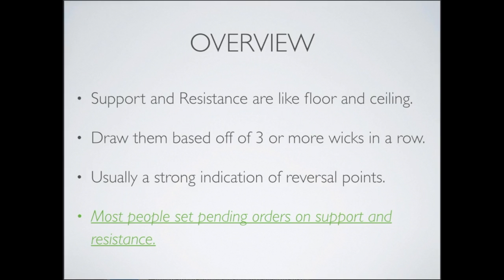I know we went over a lot, but let's just go over a quick overview. Support and resistance are like floors and ceilings. And if I'm going too fast, please come back to this video and watch it again, because the more you're going to get used to seeing support and resistance, the better you will be at understanding what it is. Remember, 3 wicks or more in a row is a strong indication of a support or resistance. And because of that, we have a strong indication of a reversal point, and that way you can make more money going in the opposite direction.